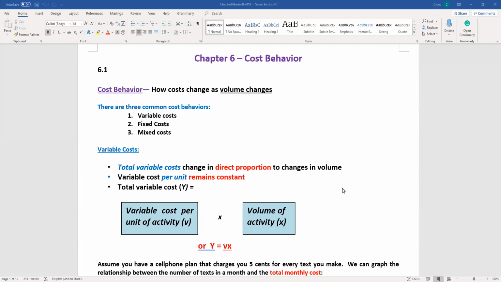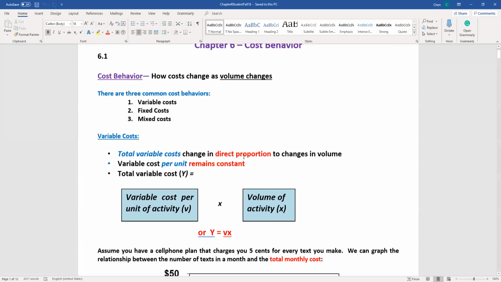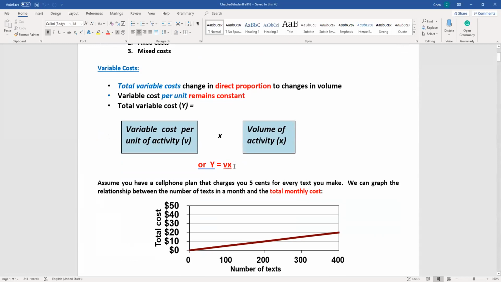So first, there are 3 common cost behaviors. These are variable costs, fixed costs, and mixed costs. The variable cost is that the total of the variable costs will change in direct proportion to change in volume. And then the variable cost per unit will remain constant.